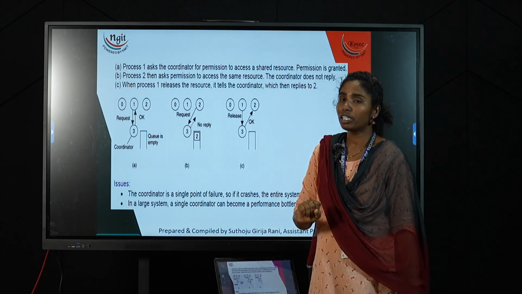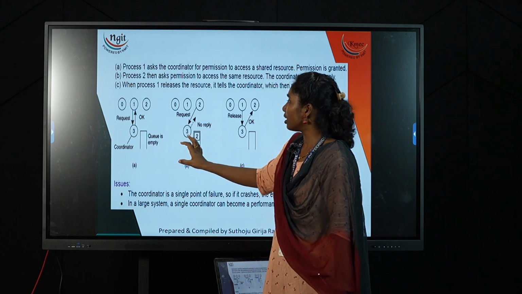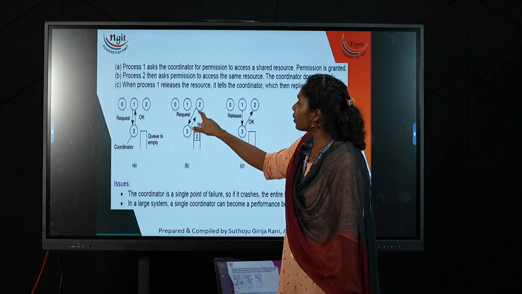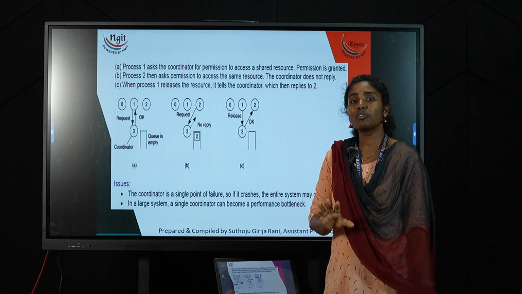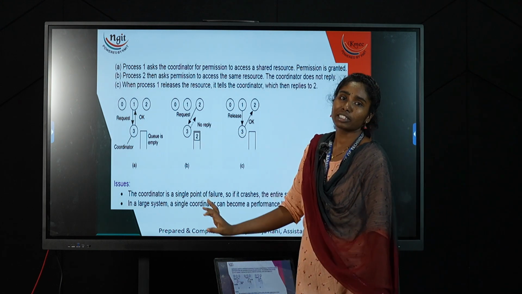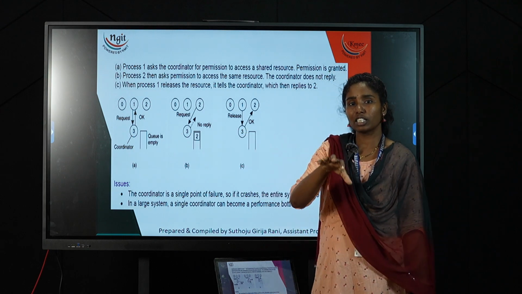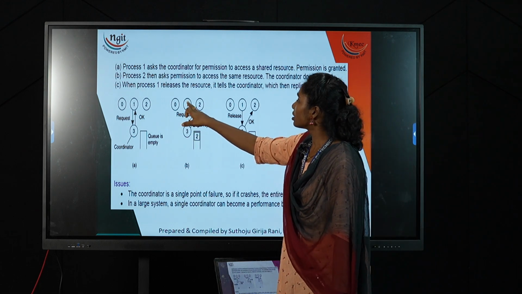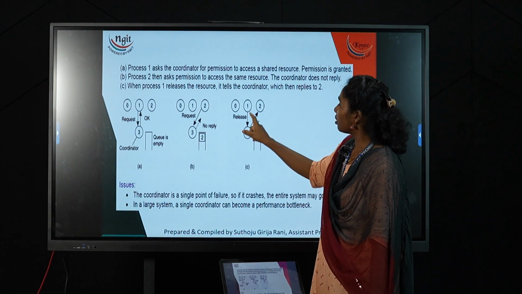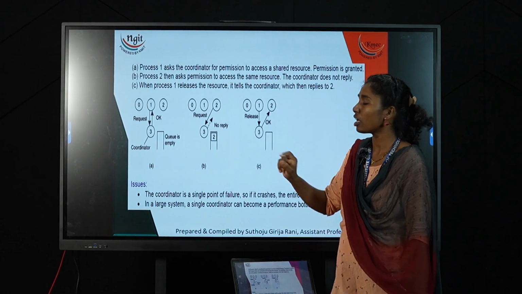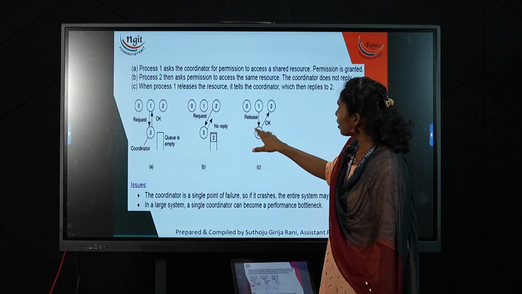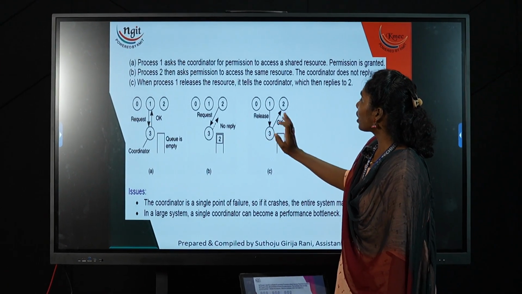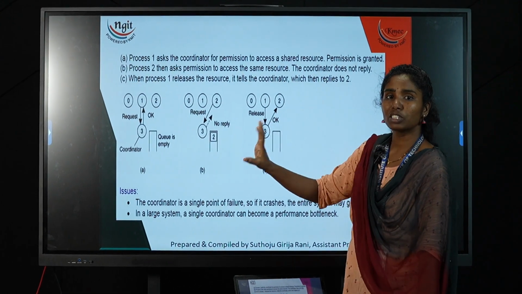Now coming to the second point: at the same time when one is utilizing the resource, P2 entered, right? Now P2 has sent a request to the coordinator, so the coordinator will not respond with anything. No reply, because one is utilizing the resource, so 2 must wait in the queue, right? Once one releases it, one will give a notification to the coordinator saying that I have completed the utilization of the resource.